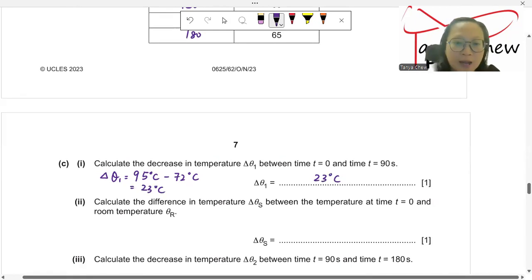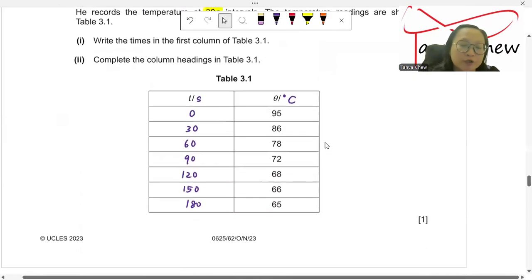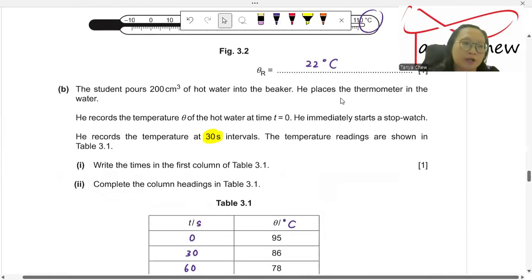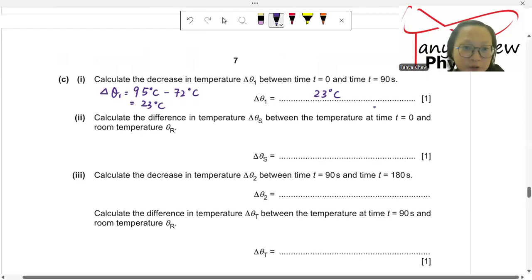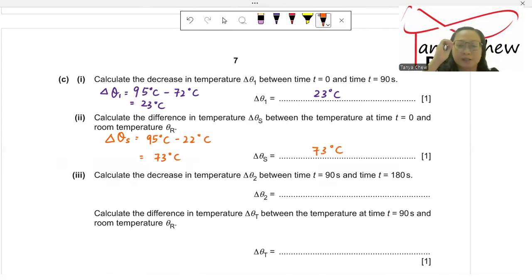And the second part, calculate the difference in temperature delta theta S between the temperature at time t equal to 0 and room temperature theta R. Room temperature is 22 degrees Celsius. So from 0, 95 minus 22 degrees Celsius. Right, so be careful with the value that you sub in. Theta S is equal to 95 degrees Celsius minus 22 degrees Celsius. So the answer is 73 degrees Celsius. 73 degrees Celsius is the answer.